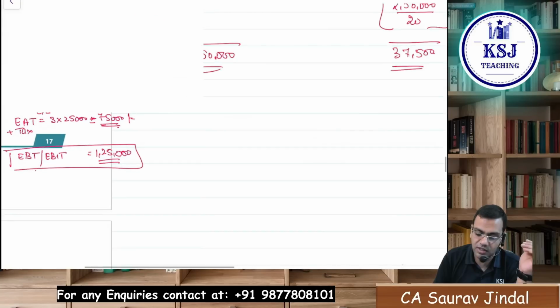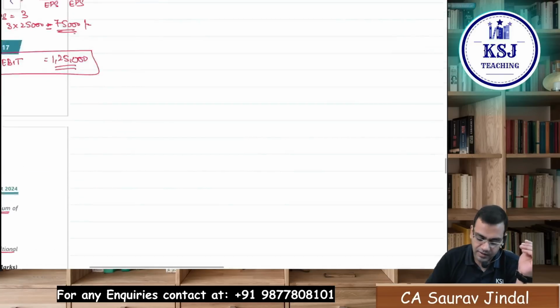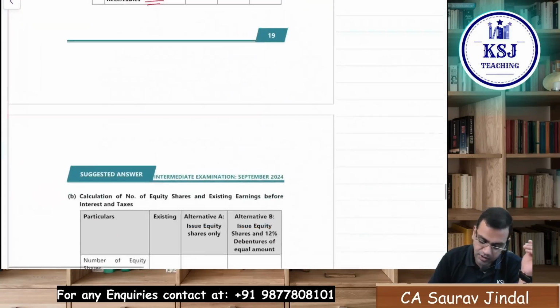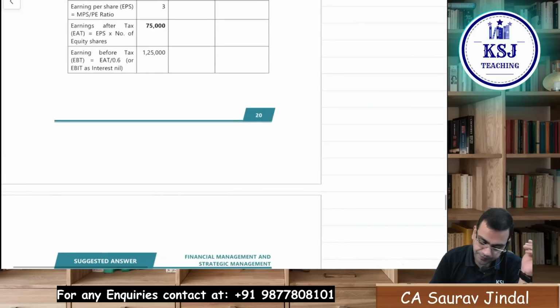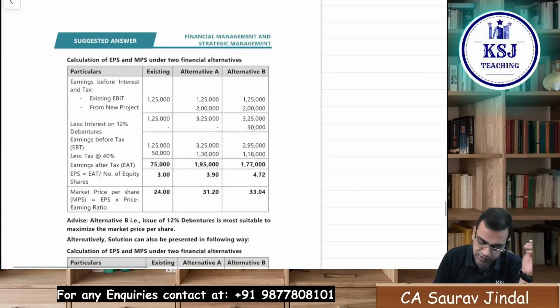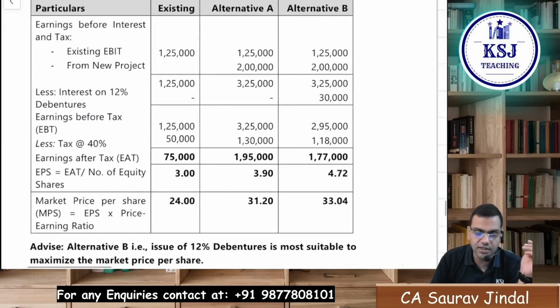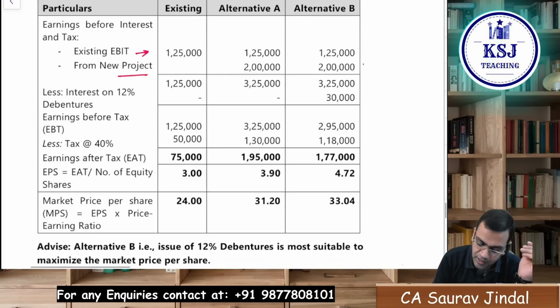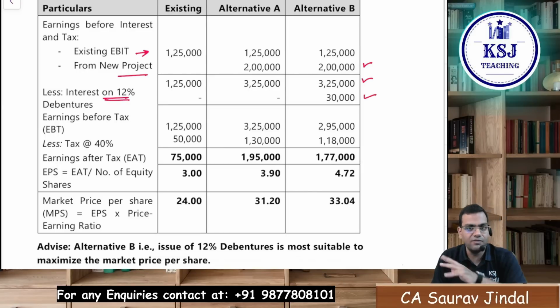Now you can do the evaluation, sir. Right? Now you can do the evaluation. This part was important. 1,25,000. See here. Evaluation. Existing, alternative A, alternative B. Existing EBIT calculated, sir. From the new project, 2 lakh given, sir. Total EBIT less interest at 12%. Only in alternative B. Existing we do not have debt. In alternative A also we are going for 100% equity only, no debt.